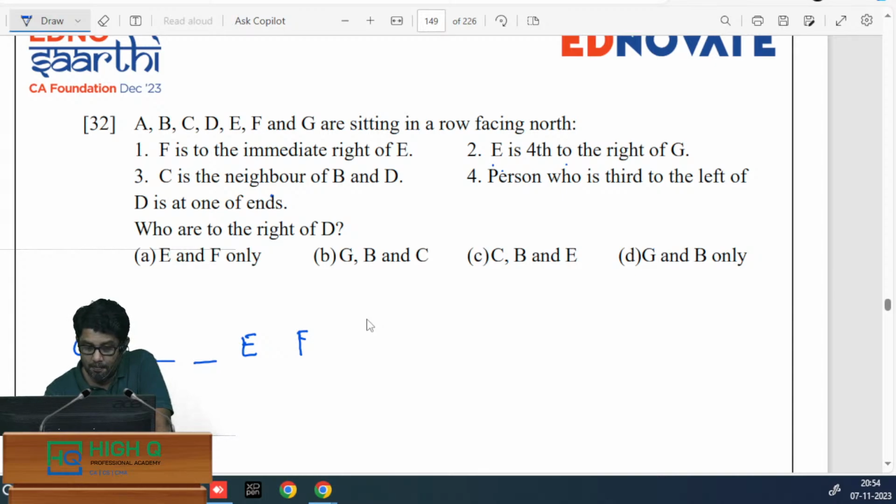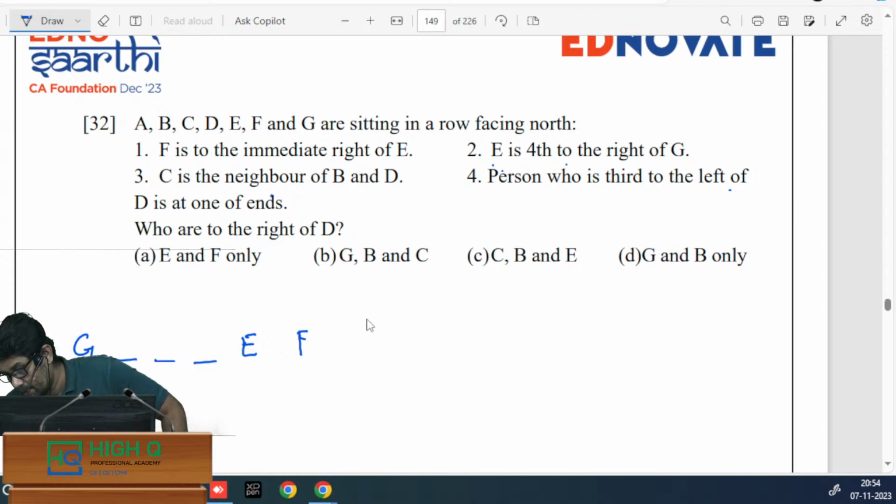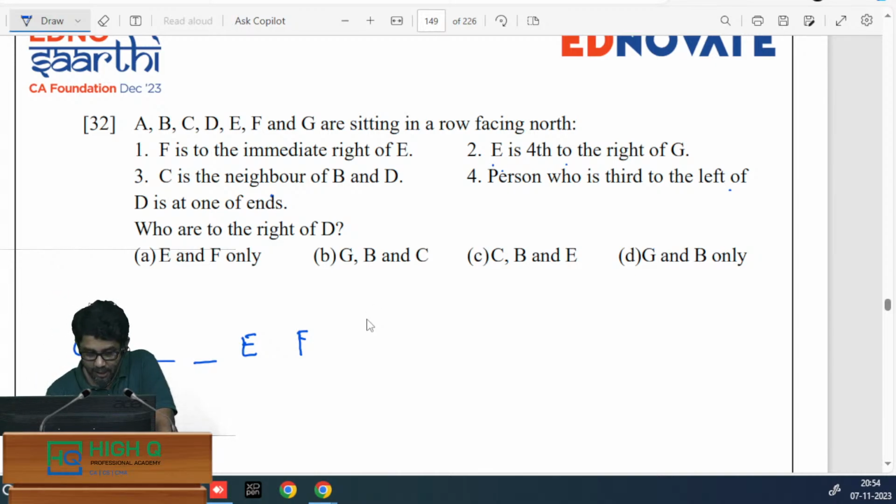Person who is third to the left of D is at one of the ends. Sorry, there is a mistake, let me check. Person who is third to the left of D is at one of the ends. So D has to be here. Am I right, my dear? Then only G is at the end.